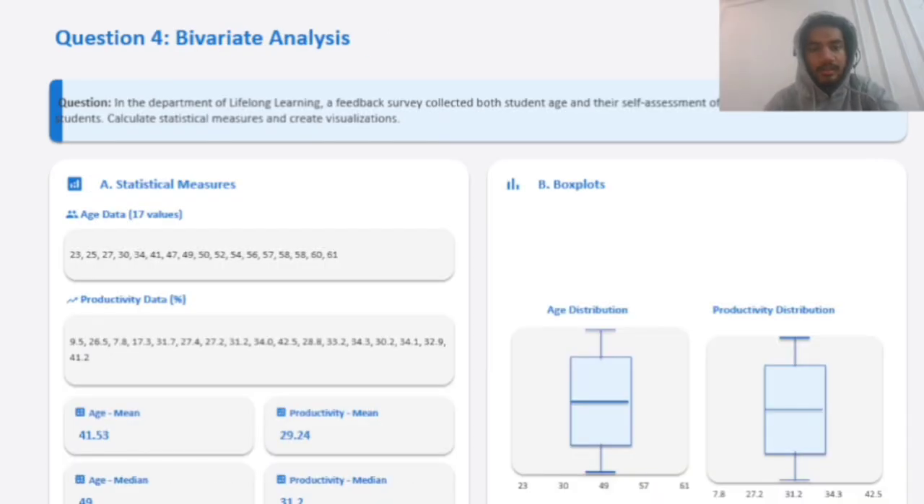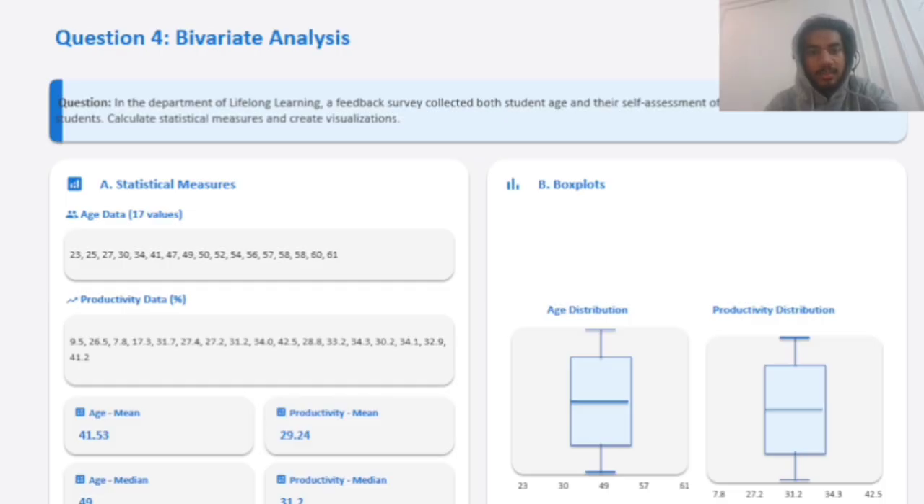Now let's discuss question number 4, where we analyze two continuous variables, age and productivity. So we need to compute mean, median, and standard deviation, and also interpret box plots, scatter plots, and QQ plots. So first, we calculate mean age. To calculate mean age, we add all age values and divide by the number of individuals.